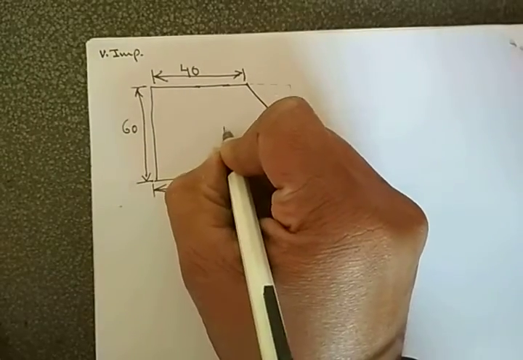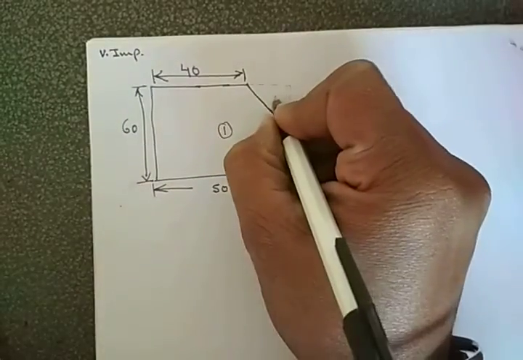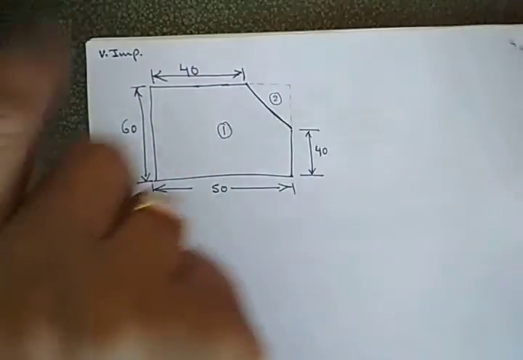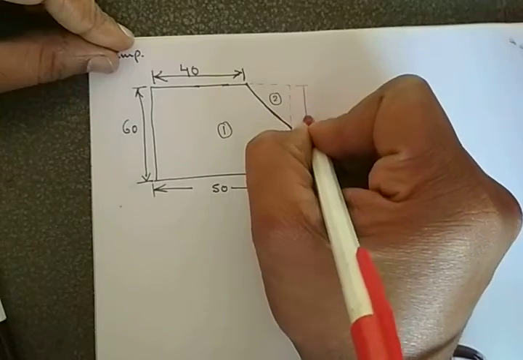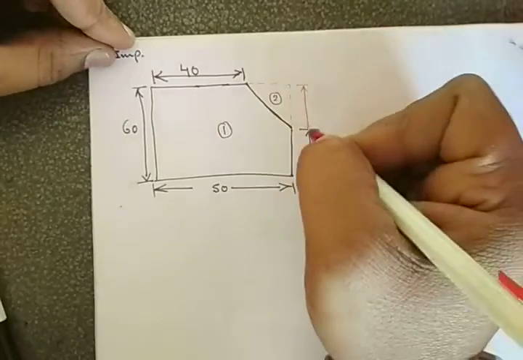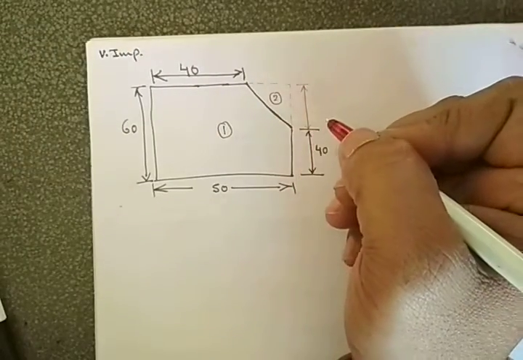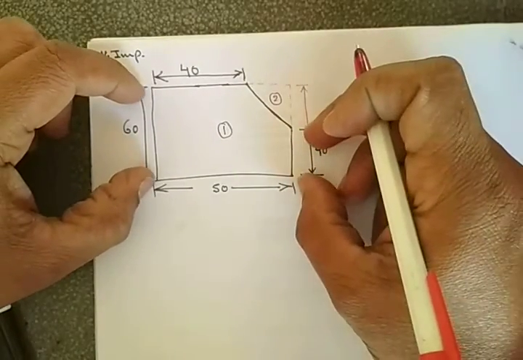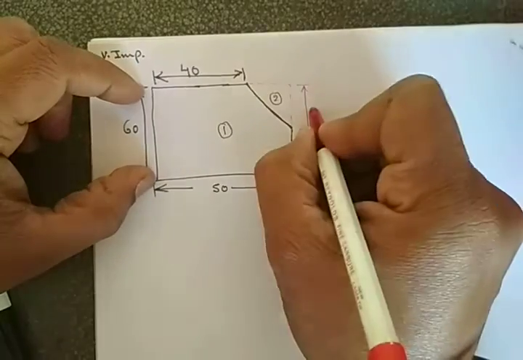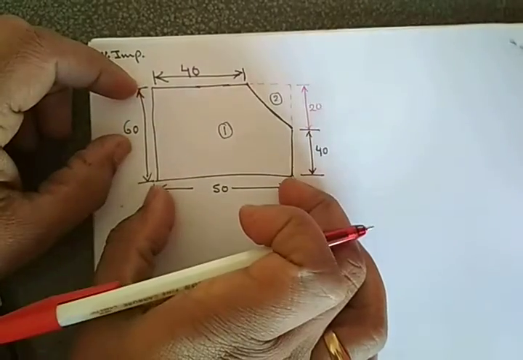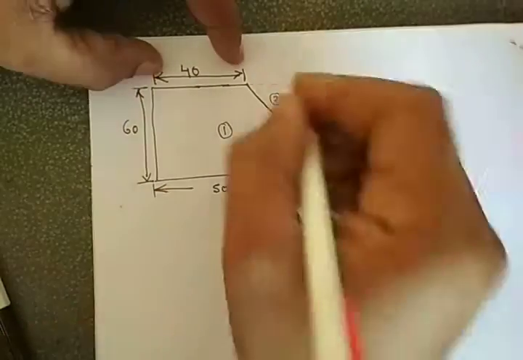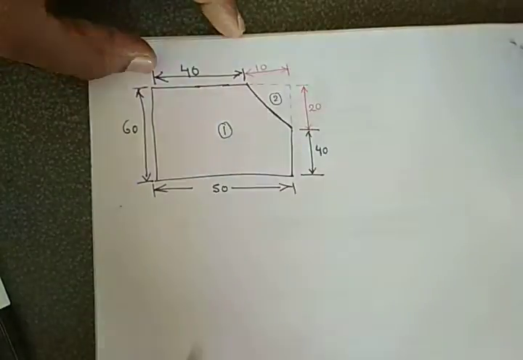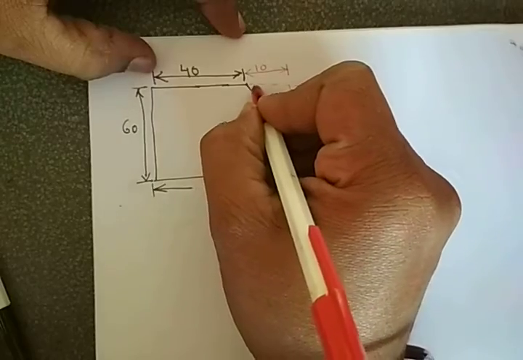So first I'll write this is figure 1 and this is figure 2. Now I'll check what are the dimensions of this triangle. This is a right angle triangle. This is 60, so 60 minus 40 is 20. So this is 20. Now this is 50, 50 minus 40 is 10. So this is 10. Now these are the dimensions of this triangle.